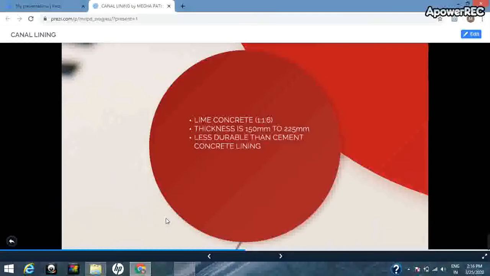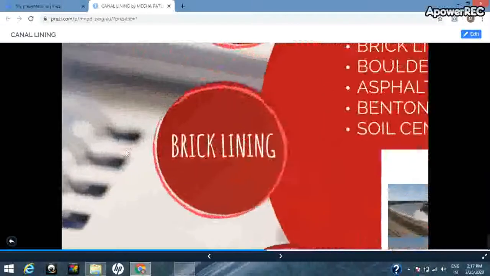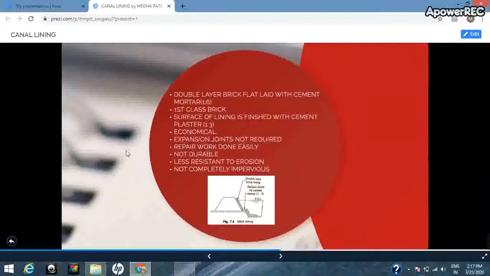It is also impervious but less durable than cement concrete lining. So we have to keep in mind that the most durable linings are cement concrete lining and precast concrete lining. And again, the cement mortar lining and lime concrete lining both are used in full cutting. Both types of lining are not durable, therefore maintenance has to be done. Okay, next type of lining is brick lining.